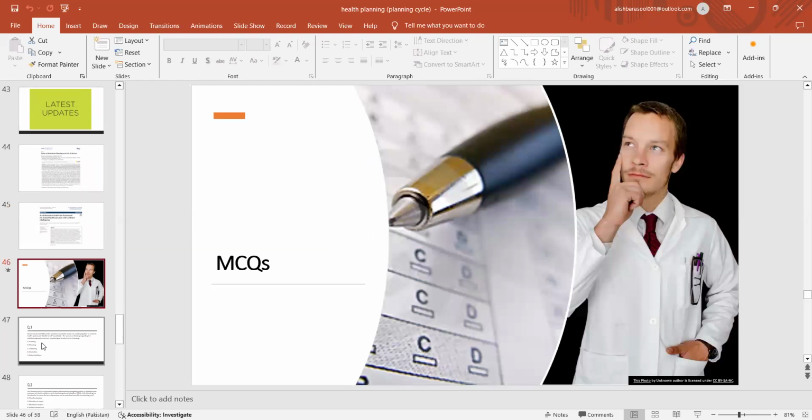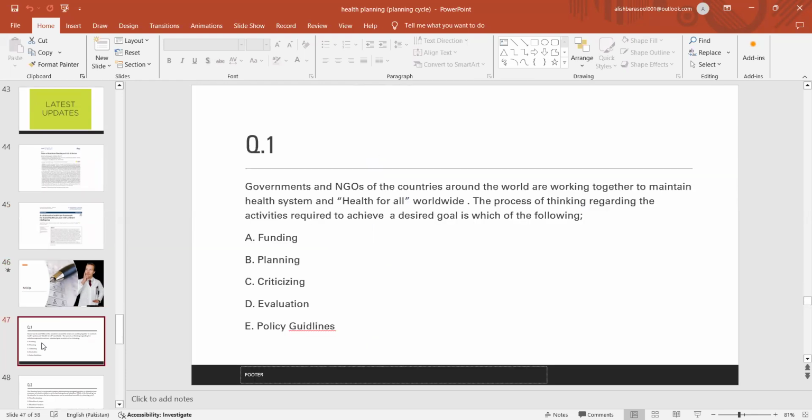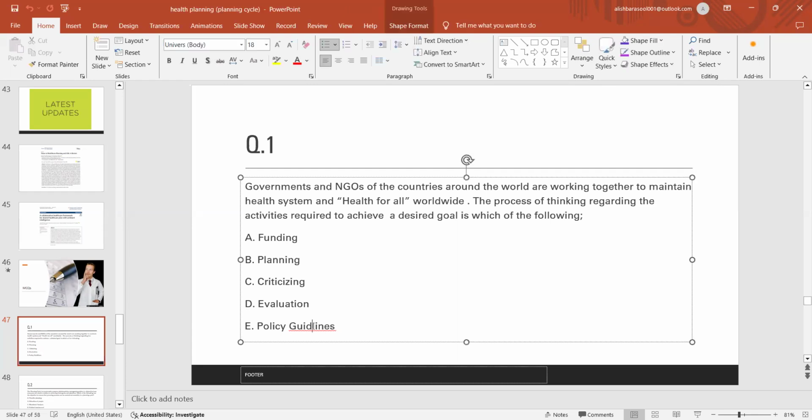Now it's time for our MCQ session. Governments and NGOs of the countries around the world are working together to maintain health systems and health for all worldwide. The process of thinking regarding the activities required to achieve a desired goal is which of the following? A, funding; B, planning; C, criticizing; D, evaluating; or E, policy guidelines?